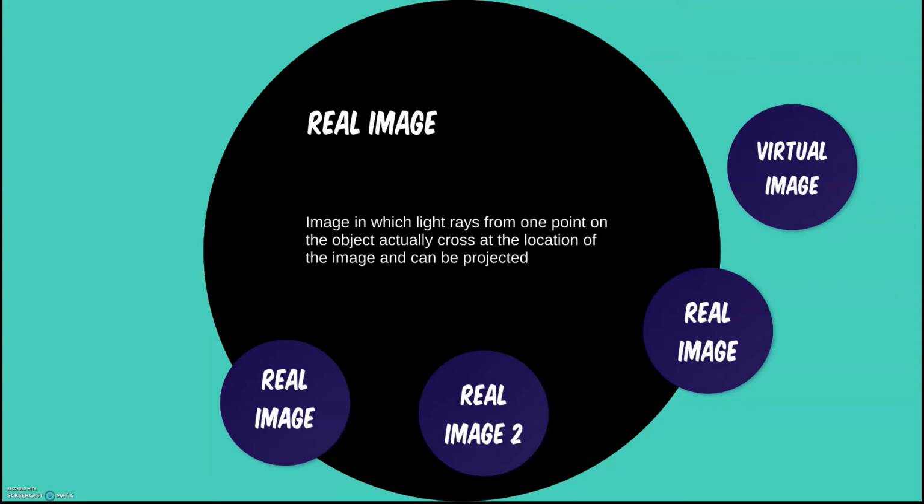So there are two types of images we'll go over. The first one is called a real image. A real image is an image where the light rays from one point on the object cross at the location of the image and can be projected onto things such as a screen or even a piece of paper.